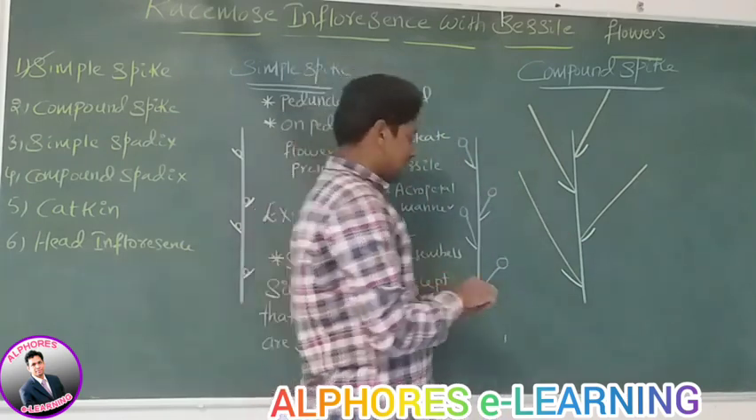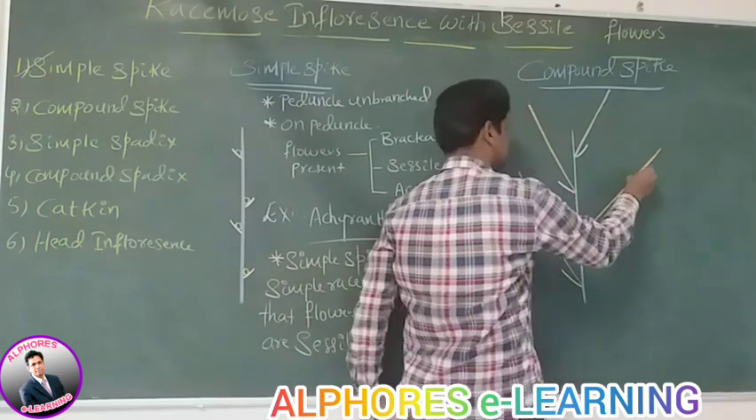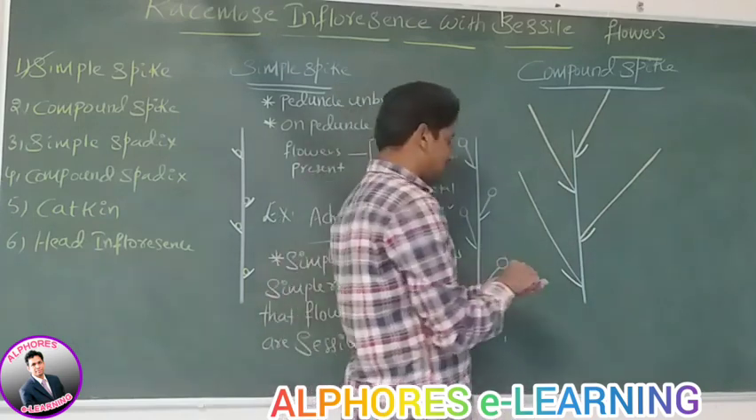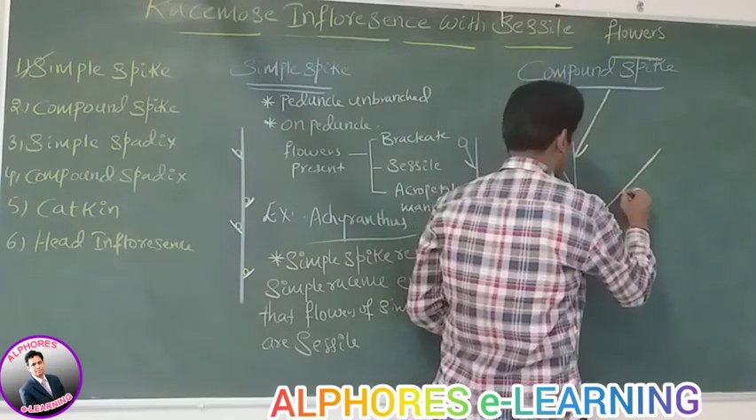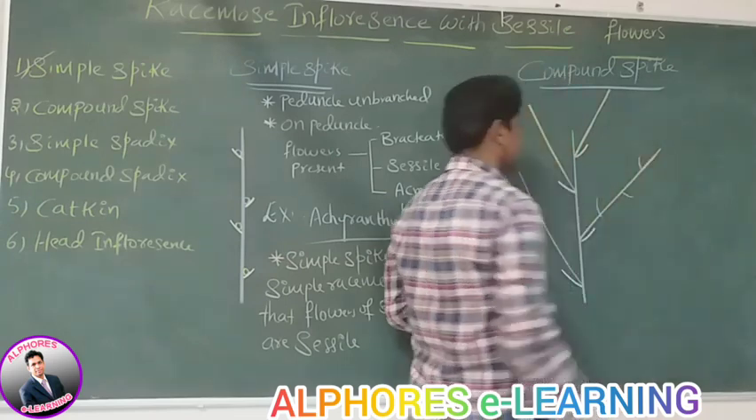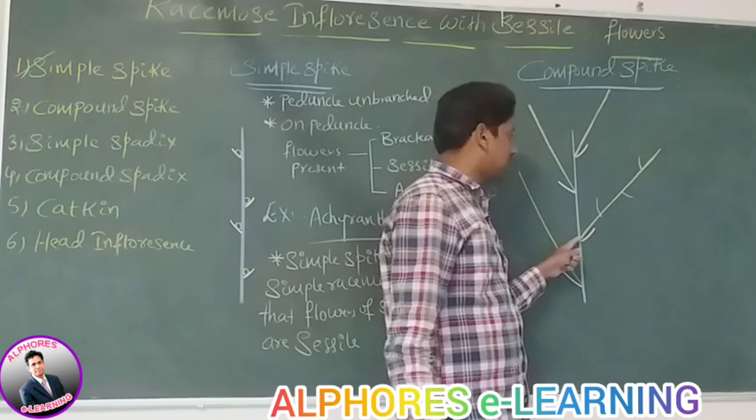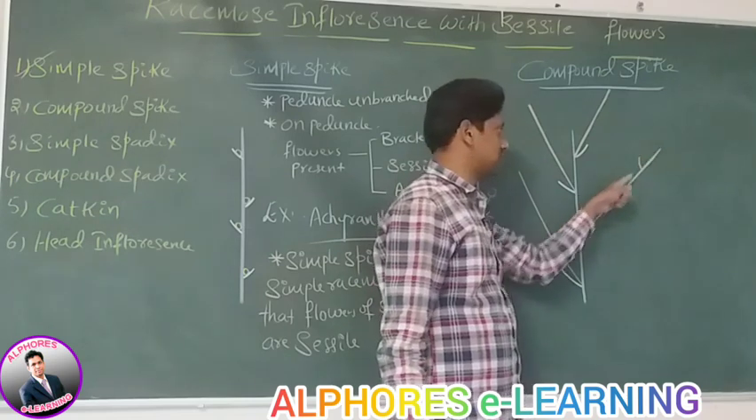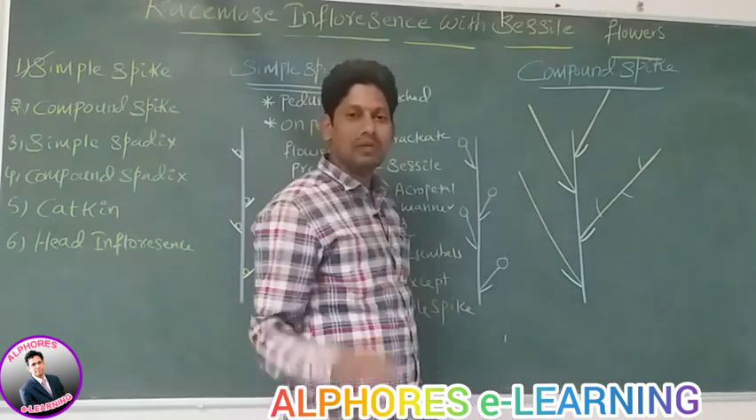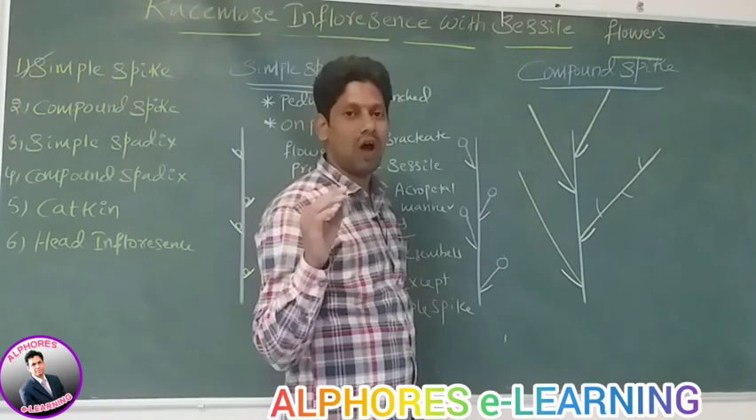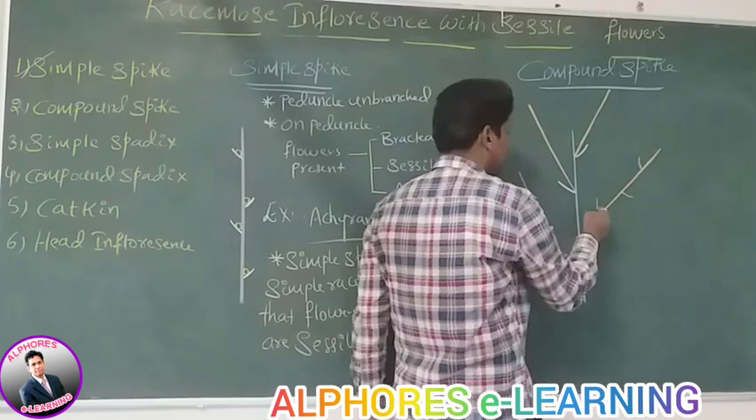Sir, what is this one? This is a branch. On this branch, what are present? Bracts are present, yes or no? Sir, these bracts present on branch are called glumes, G-L-U-M-E-S. What is the meaning of glumes? Bracts present on branches are called glumes.